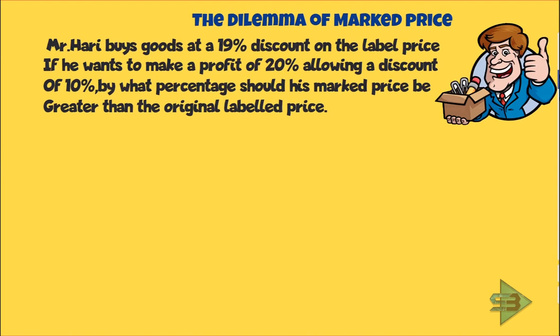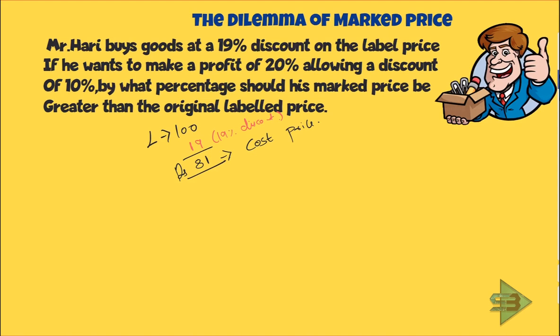So what is being said? Mr. Hari buys goods at 19% discount on the labeled price. Let the labeled price be rupees 100. He buys goods at 19% discount. Now what is 19% of 100? That is nothing but 19. So at what price did he get the goods? 100 minus 19 is nothing but 81. He bought the goods at rupees 81. So this is nothing but the cost price at which Mr. Sadu bought the goods. Then what happened?